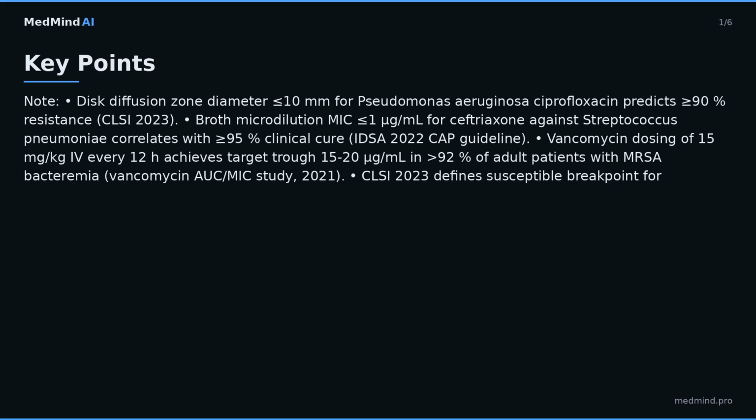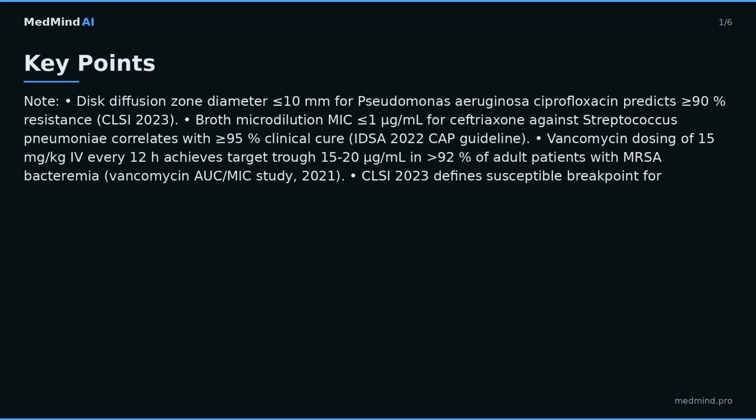Vancomycin dosing of 15 mg per kilogram every 12H achieves target trough 15-20 µg/ml in greater than 92% of adult patients with MRSA bacteremia, vancomycin AUC/MIC study, 2021. CLSI 2023 defines the susceptible breakpoint for meropenem against Enterobacterales as less than or equal to 1 µg/ml. Resistant breakpoint is greater than or equal to 4 µg/ml, with an intermediate zone of 2-3 µg/ml.